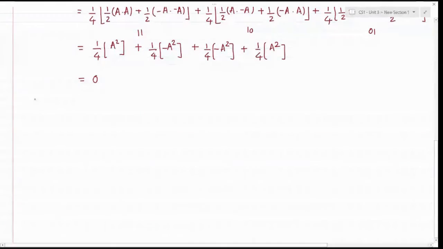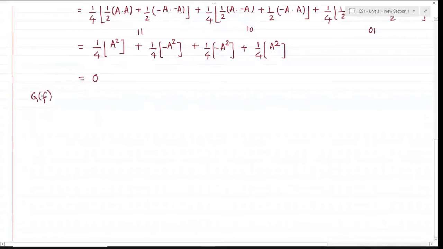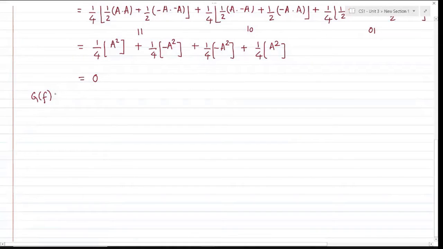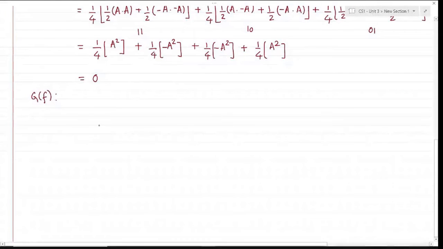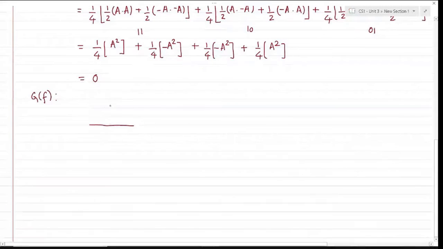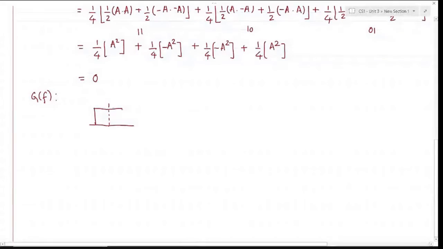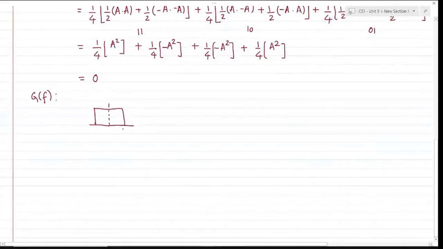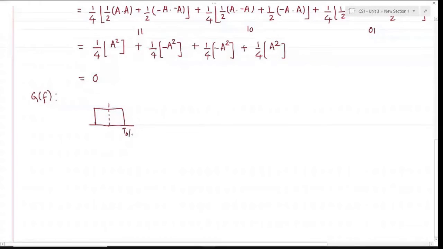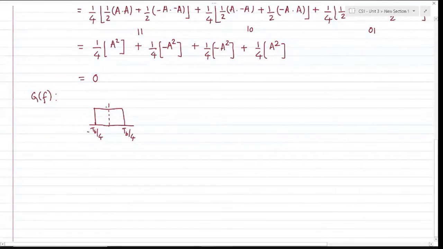And we need to calculate g of f as well. So g of f is not a simple rectangular function. I cannot say g of t is rectangular t over tb. We need to calculate this g of f now. So I'll begin with representing this in time domain. First I will take this as a rectangular function, which is running over tb by 2 duration, because half of the bit duration is positive and the other half is negative. So this is for 1/2 of the duration.